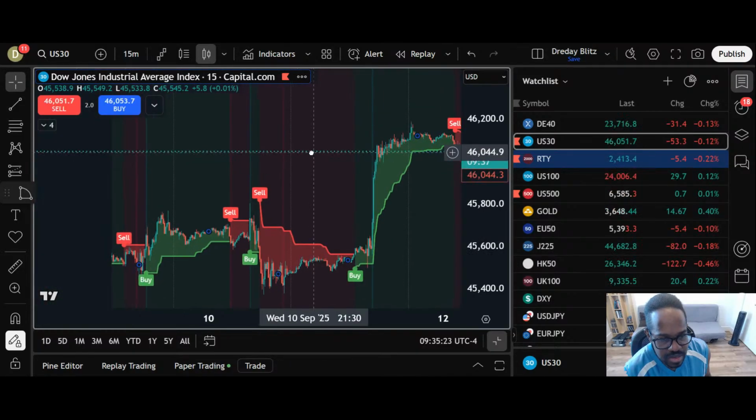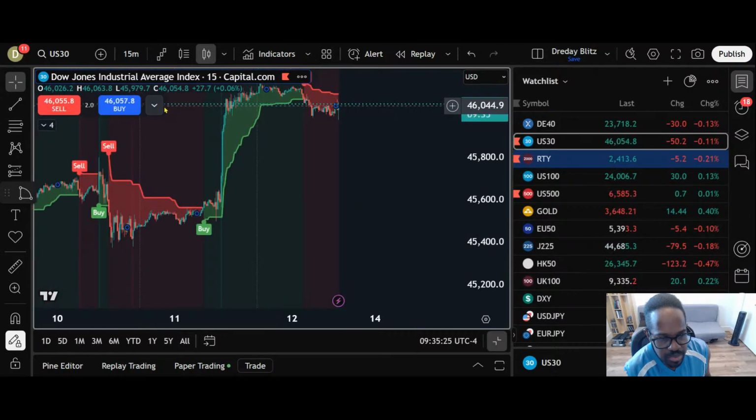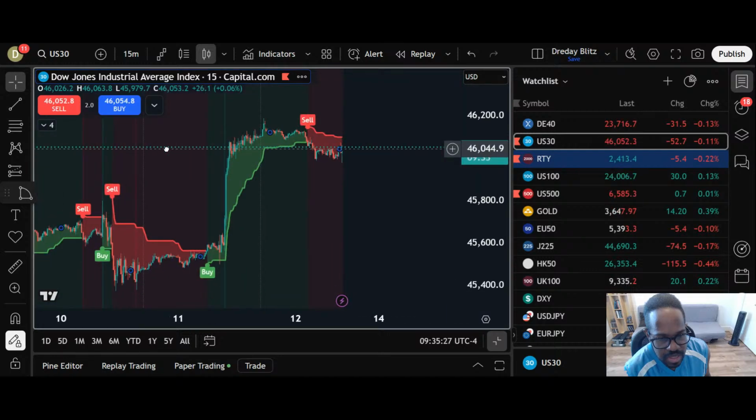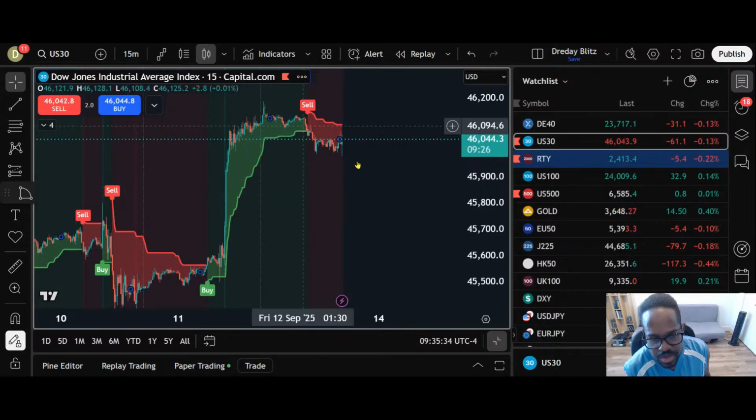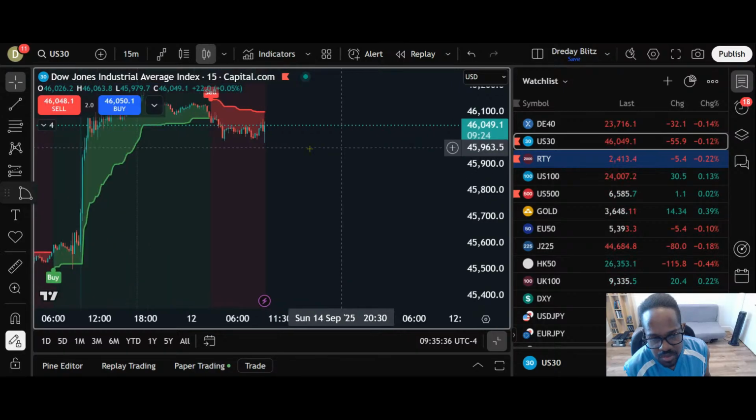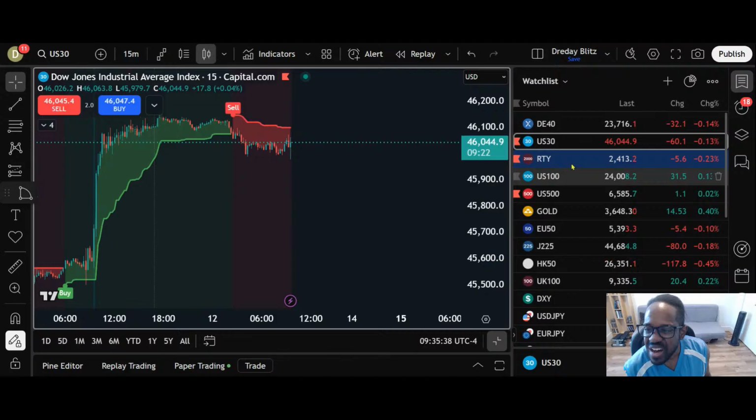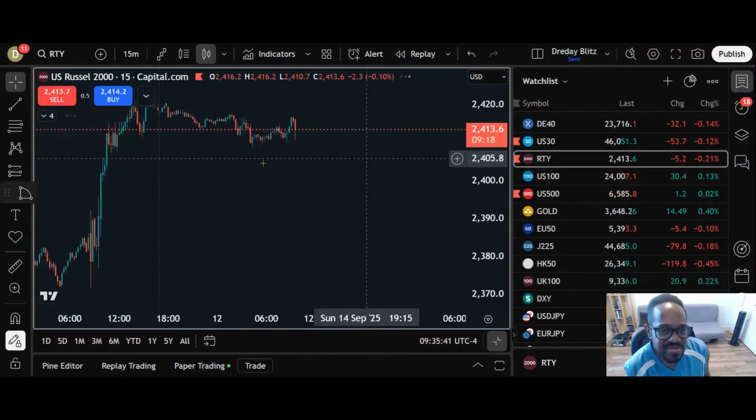Unfortunately, this will be private for me specifically. So the actual alert that you're receiving on the TradingView, the TV alert app, is the actual setup here. So right now we have a sell on US30 and Russell. Show you Russell here.